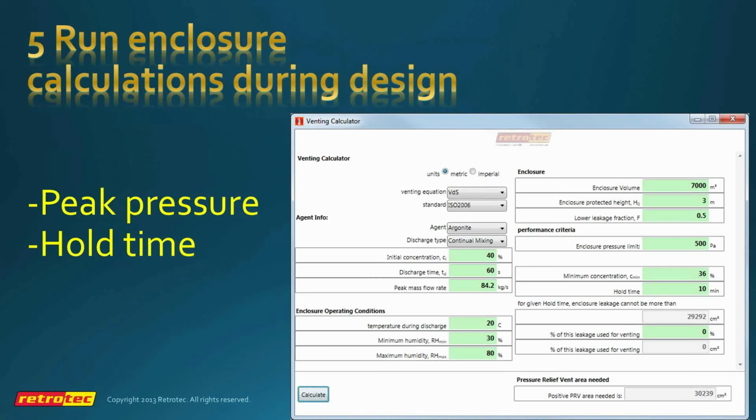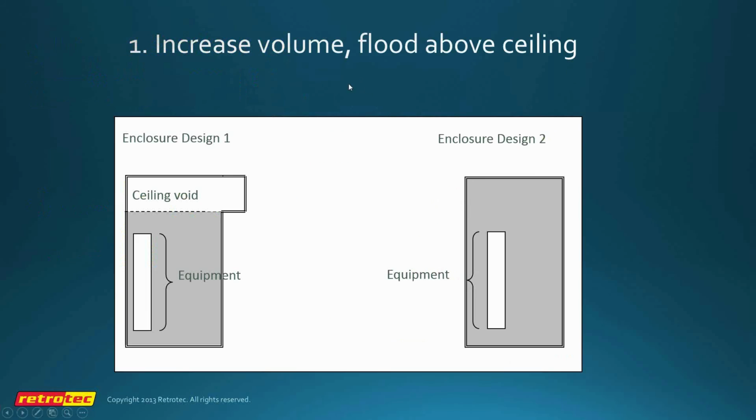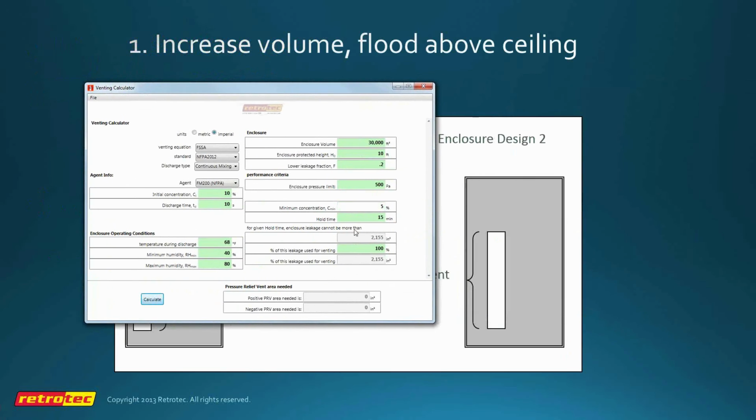So when we run the enclosure calculation during the design, we have to consider a bunch of factors. One is increasing the volume. So all things being equal, when we increase the volume, we increase the retention time. So we can have more leakage, we've got more agent to get lost, and you can run these in the venting calculator as well. And it's a really, really fast way using the venting calculator to see that as we put in more volume of agent, we can have a leakier enclosure.